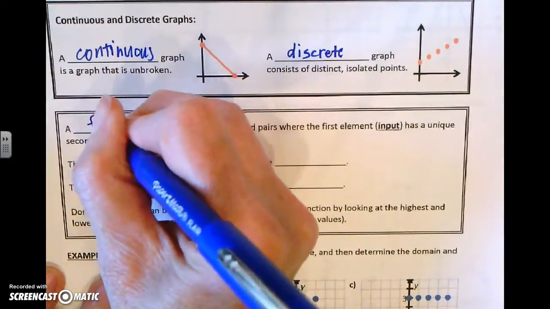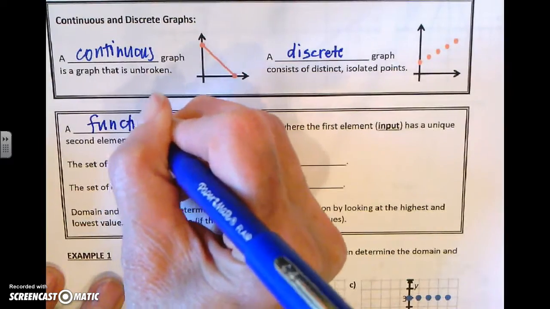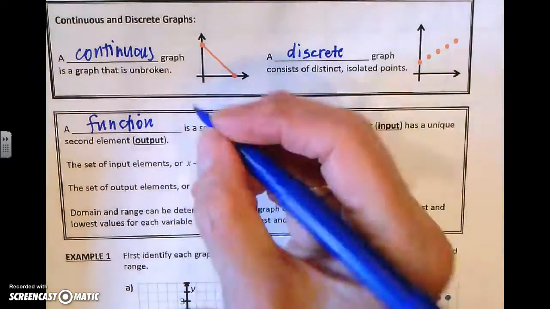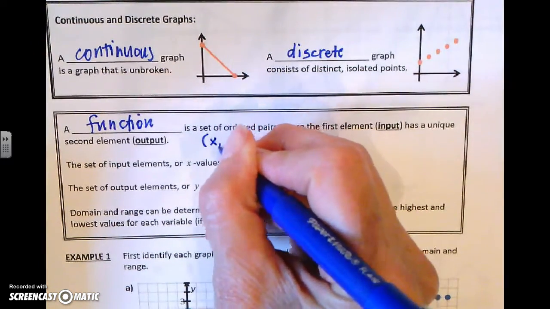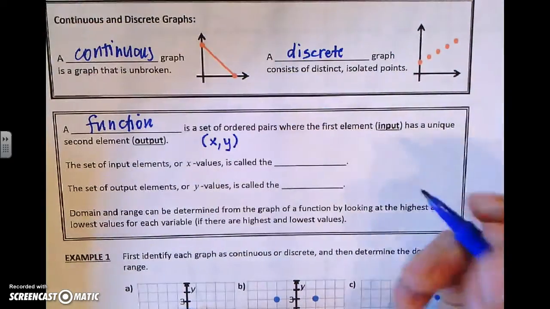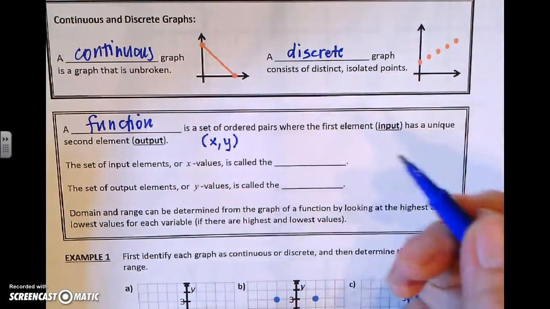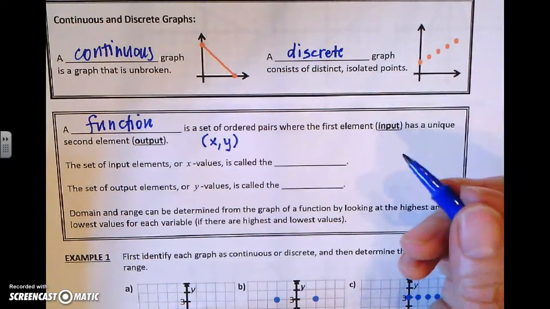A function, which we've been talking about in different ways with rules, is a set of ordered pairs where the first element, which is the input, has a unique second element, which is the output. So remember, ordered pairs would look something along those lines. When you write an ordered pair, you want to make sure you put parentheses around it. Otherwise, it's just two numbers.